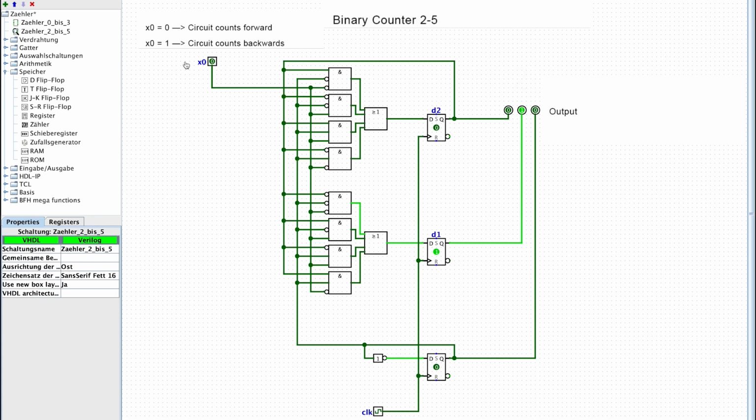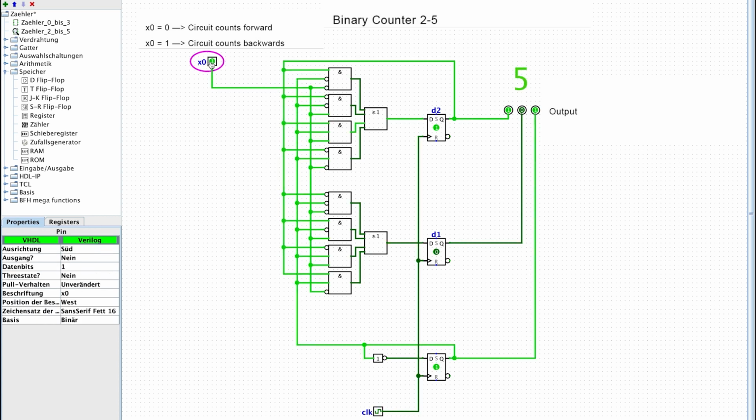If now the clock signal is activated, the circuit starts counting forward from 2 to 5 and then starts again at 2. This cycle is running now as long as x0 is set to 1. If this happens, the circuit switches to counting backwards as long as x0 is set to 0 again.